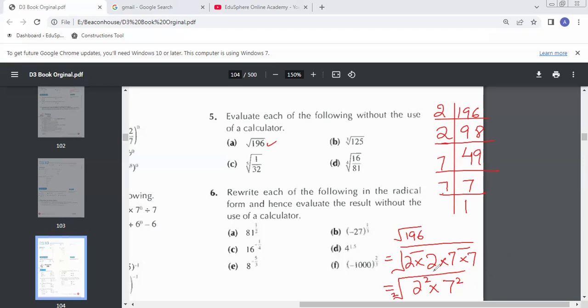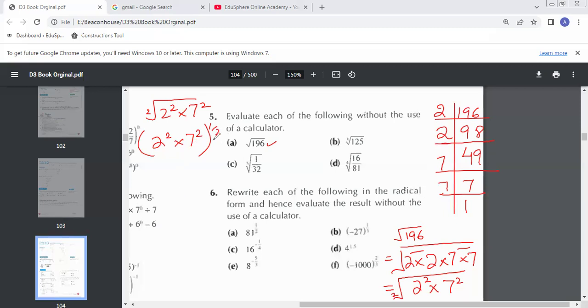So if it's 2 squared times 7 squared, the root means the power is 1 by 2. So we write 2 squared times 7 squared, and the power outside is 1 by 2. When I remove the radical sign, in place of it I put the power in fraction form, which is 1 by 2. Because when there is no number on the radical, it is actually a square root, and whatever number is there, it is actually in the form of a fraction.